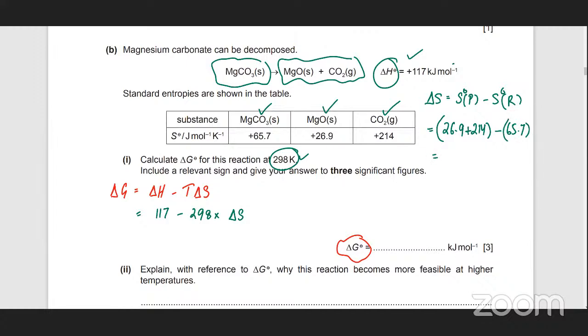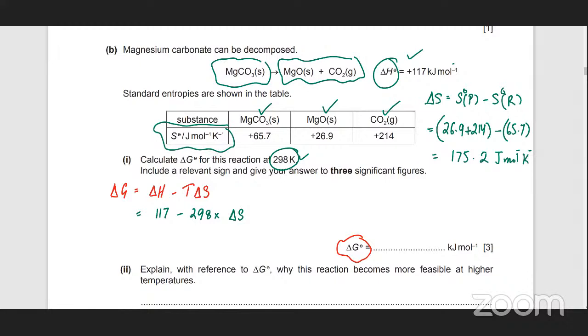So can anyone tell me what the delta S is in this case? Is it 175.2? Okay, I'm not sure, we'll check that. 175.2, right? And remember, delta S is in joules per mole per Kelvin. So you have to be careful with the unit given over here. It's joules per mole per Kelvin.